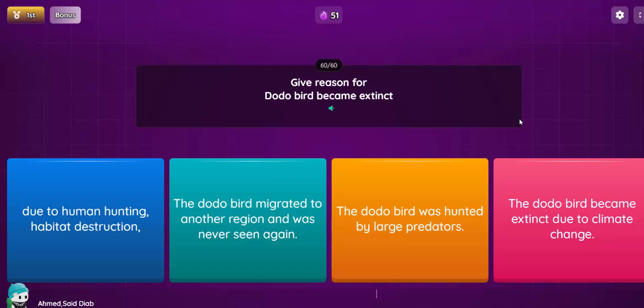Question: give reason for dodo bird became extinct. Option 1: due to human hunting and habitat destruction. Option 2: the dodo bird migrated to another region and was never seen again. Option 3: the dodo bird was hunted by large predators. Option 4: the dodo bird became extinct due to climate change.